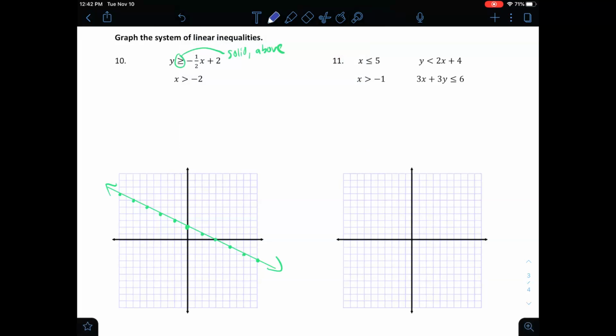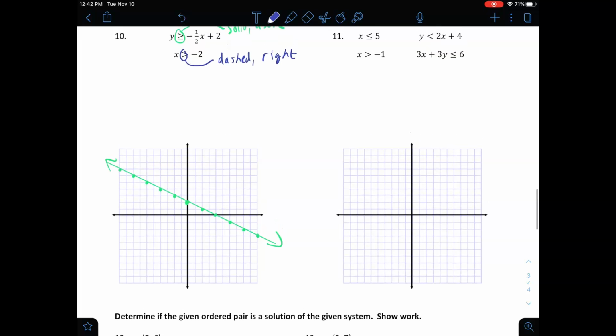And the other equation we're going to do is x is greater than negative 2. So is that a solid or a dashed line? If it's not equal to, it's dashed. And if it's a vertical line, it's shaded to the right. So we're going to do a dashed line through the vertical line x equals negative 2. So we're going to go like this.